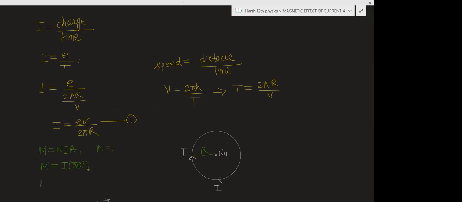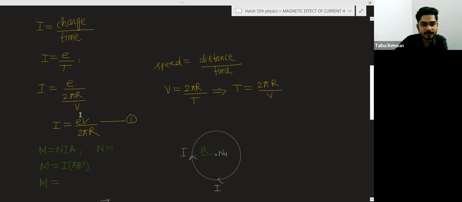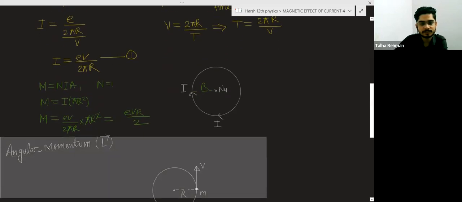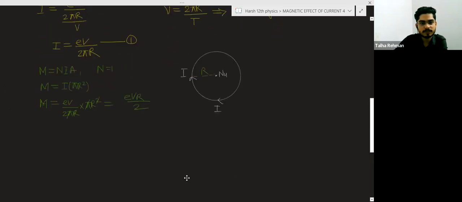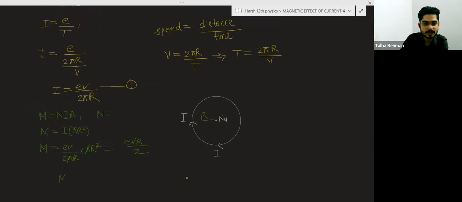So now put the value of current here. The current value is EV divided by 2 pi R. So here is EV divided by 2 pi R, and this is pi R square. Finally the pi will be cancelled out, and R square will be cancelled out with R. So you will have EVR divided by 2. So your magnetic moment is given by EVR divided by 2.